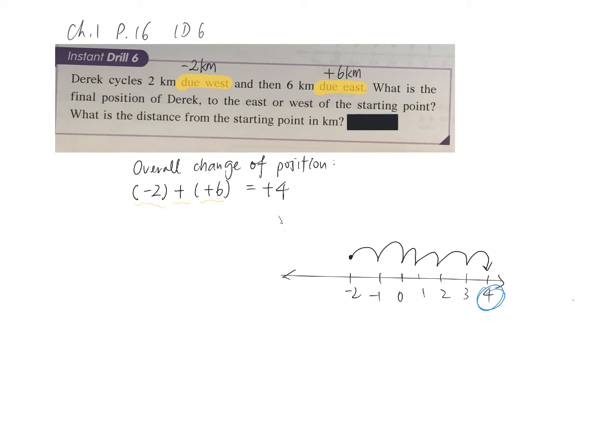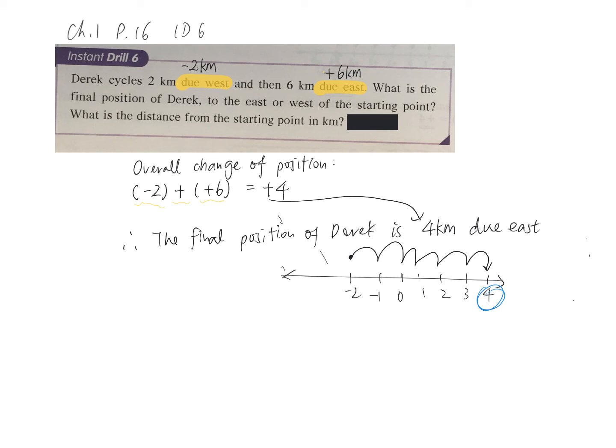So to answer the questions, first of all, I will say that therefore the final position of Derek is positive. In this case, meaning which direction? It should be due east. So by 4 km, I will say that the final position of Derek is 4 km due east. This is the first answer.